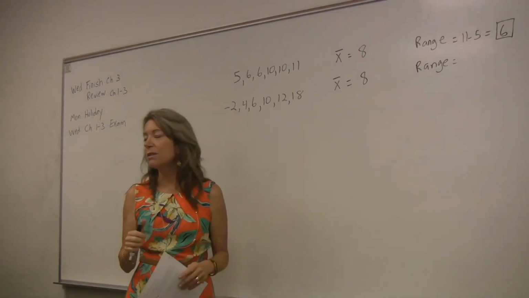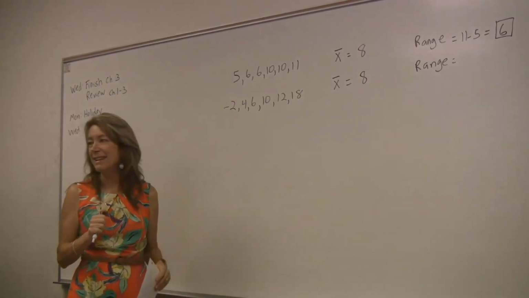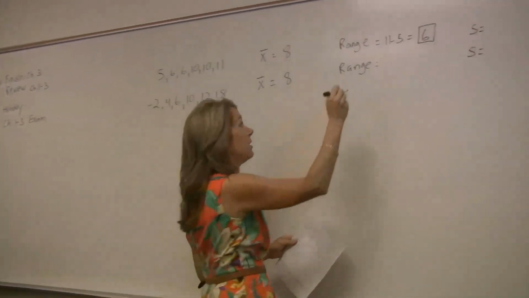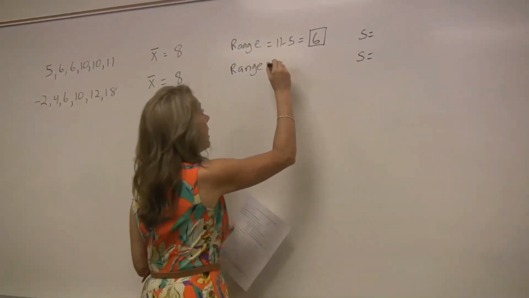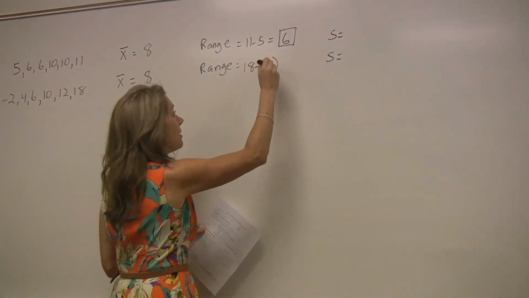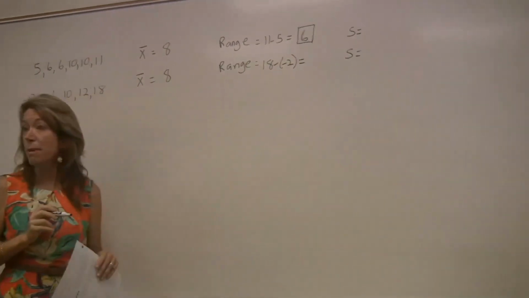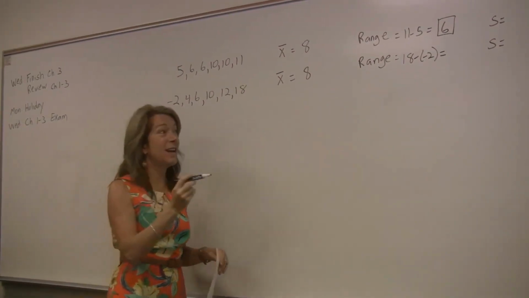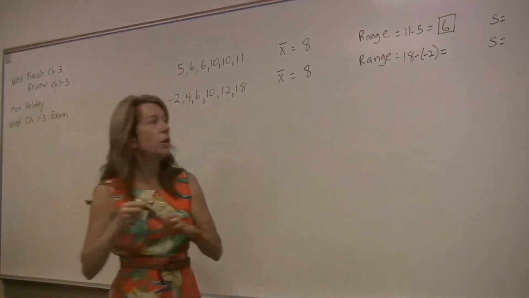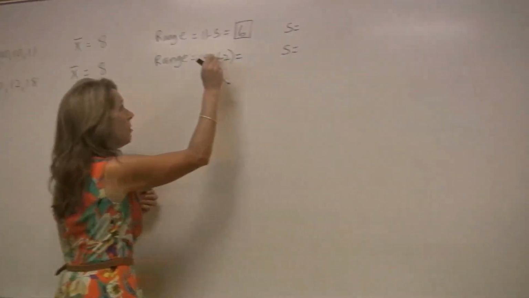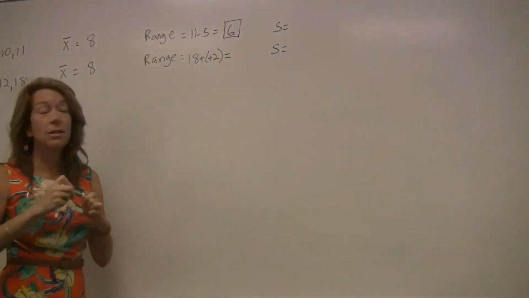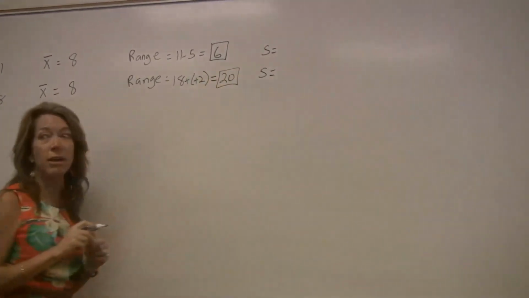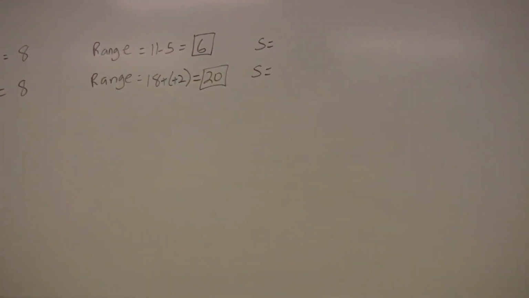Be careful. What's the range for the second list? 20. Some of you are getting 16. Make sure you actually subtract 18 minus -2. Minus a -2? Yeah? Change the sign. Changes the sign, right? When you're subtracting a negative, that turns it into a plus. So actually your range is 20. If you type it into your calculator, minus a -2, you can handle it as well.